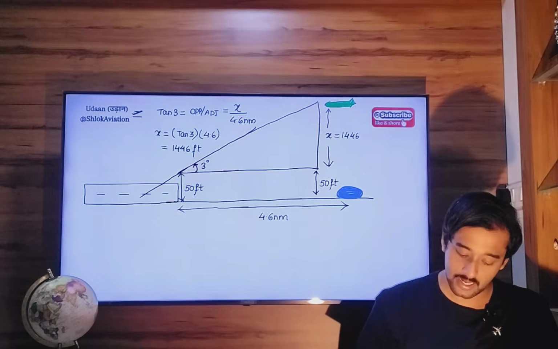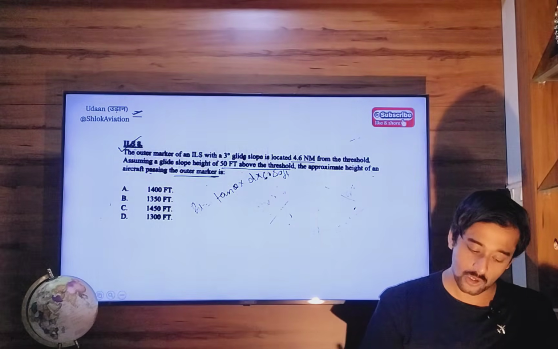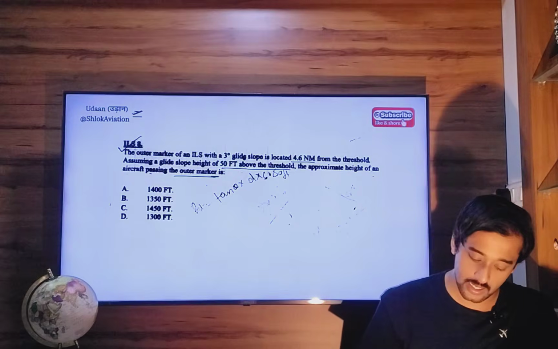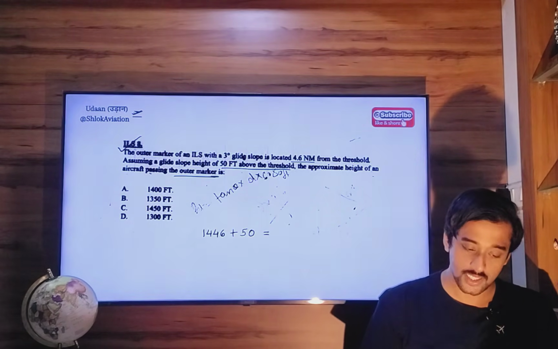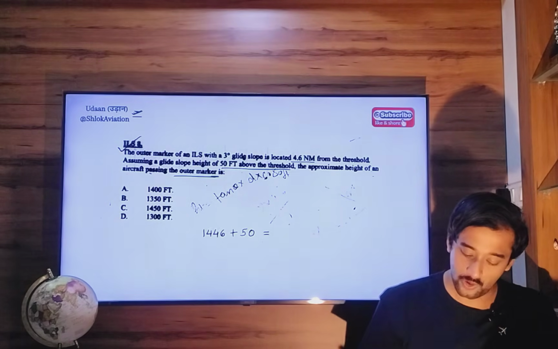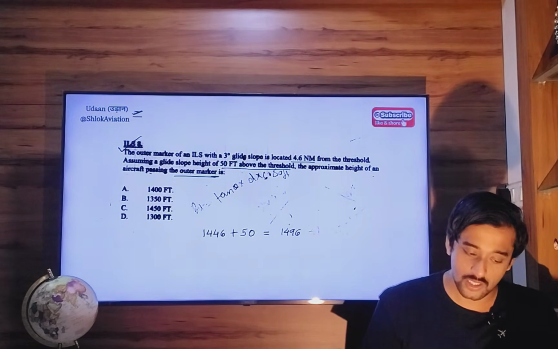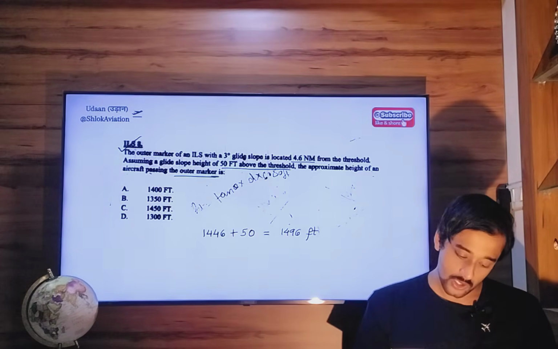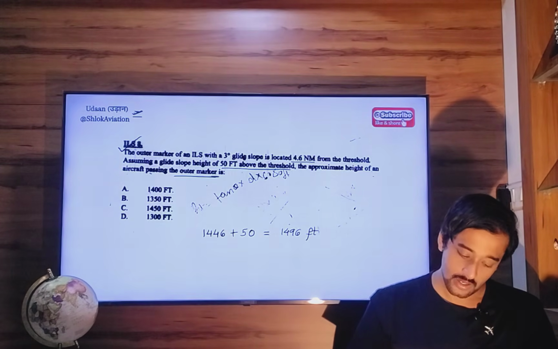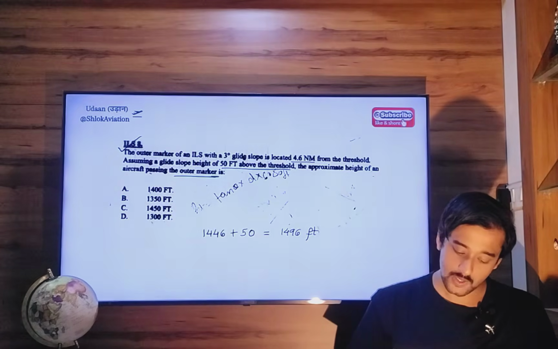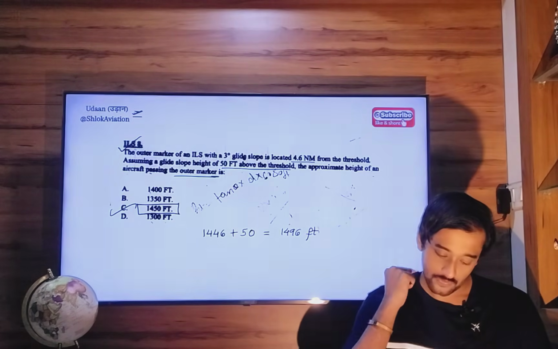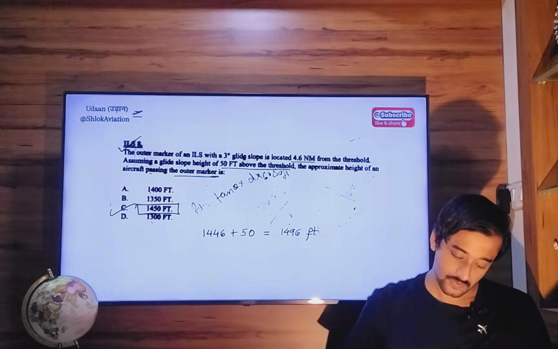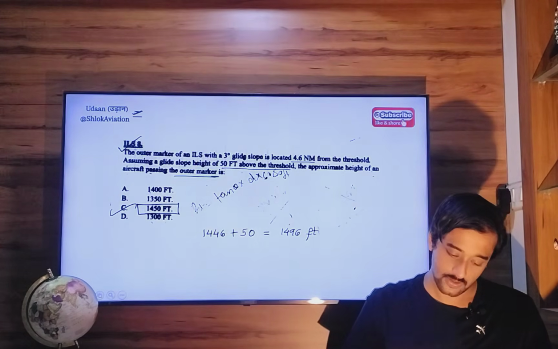So the approximate height of aircraft over the outer marker is 1446 plus 50, which is equal to 1496, or approximately 1500 feet. So the closest option here is 1400, 1450, 1300, 1350. So option Charlie is the closest, 1450. Okay, next.